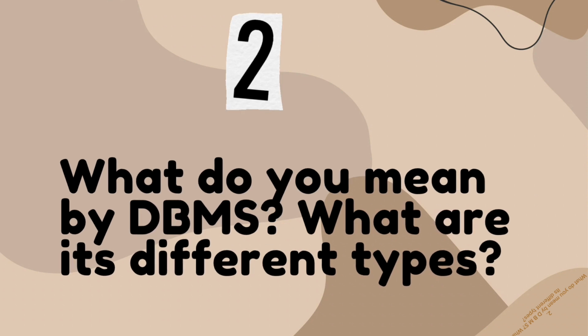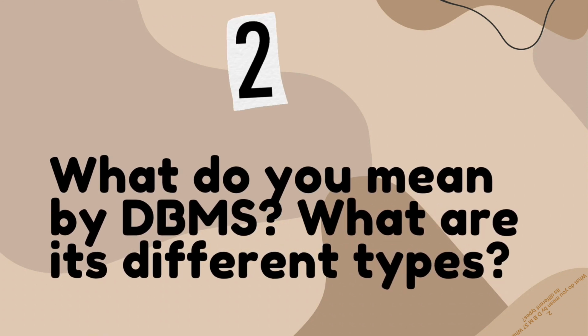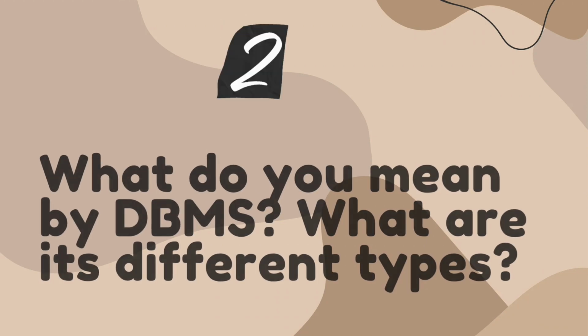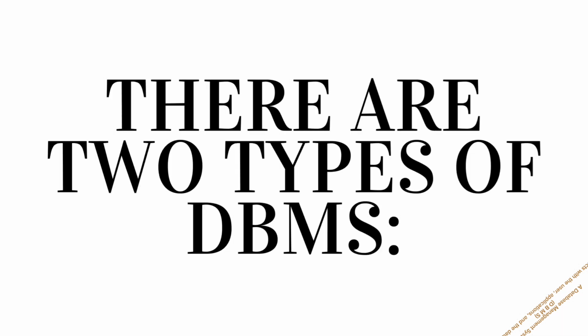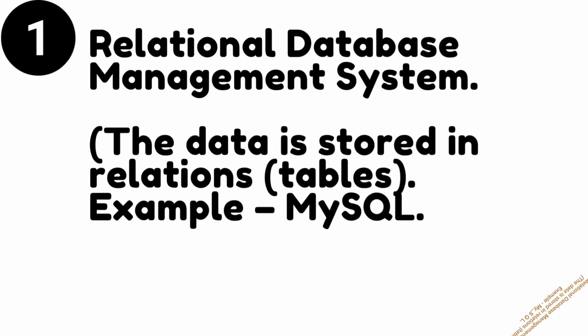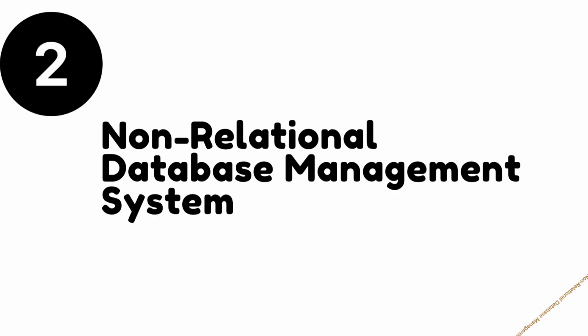2. What do you mean by DBMS? What are its different types? A database management system, DBMS, is a software application that interacts with the user, applications, and the database itself to capture and analyze data. There are two types of DBMS. 1. Relational database management system. The data is stored in relational tables. Example, MySQL. 2. Non-relational database management system.